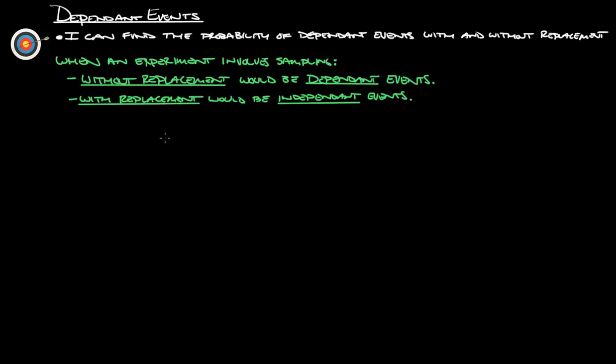Okay, when an experiment involves sampling without replacement, those are dependent events. If you pull something out of a bag and then you don't put it back in, that's not replacing it. That would be dependent events. If the experiment involves sampling and you do replace it, so you put the marble back in, those would be independent events, because it won't matter. It's always going to be the same amount and same type of marbles that you're pulling out.